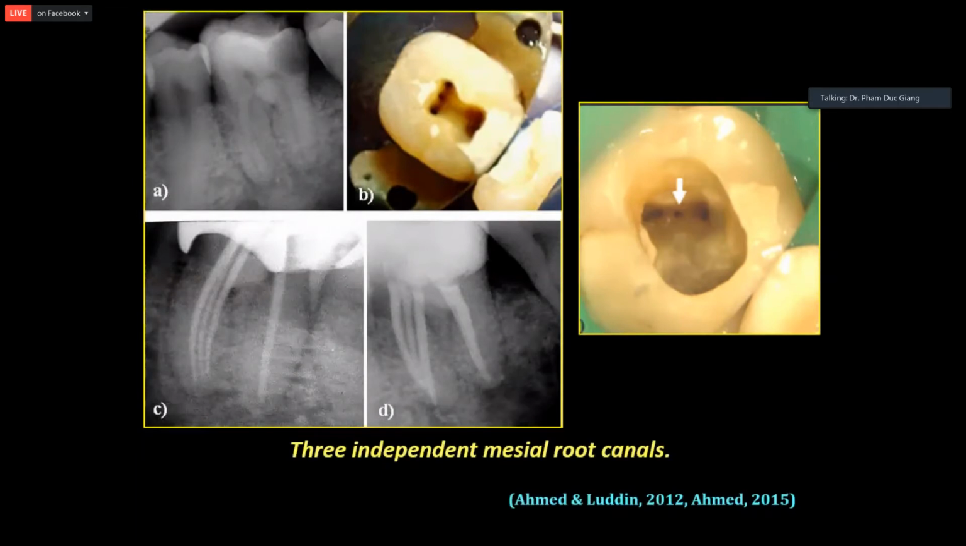I'm sorry, I lost your word. You said the middle mesial is called?